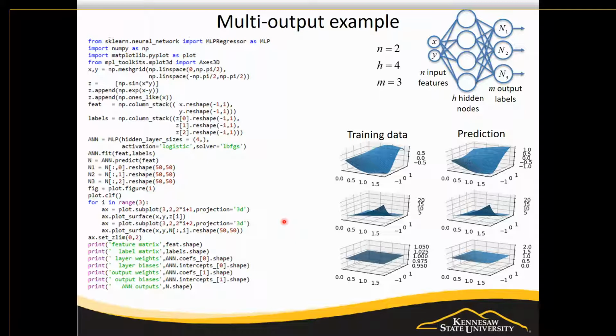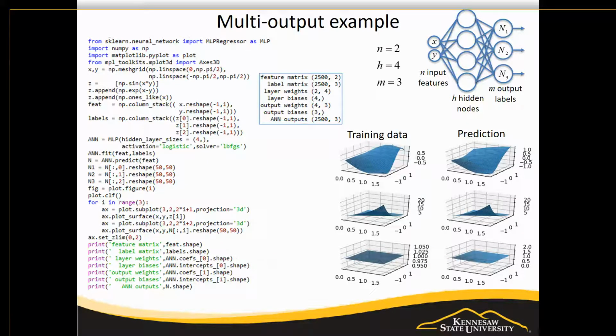And you can say, I mean, it doesn't do an awesome job. It's only got 4 hidden nodes, but it does a reasonably good job, at least, of getting within the ballpark. Okay? So this is a more general case, multiple inputs, multiple outputs.